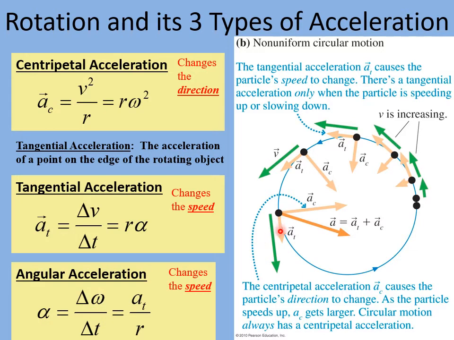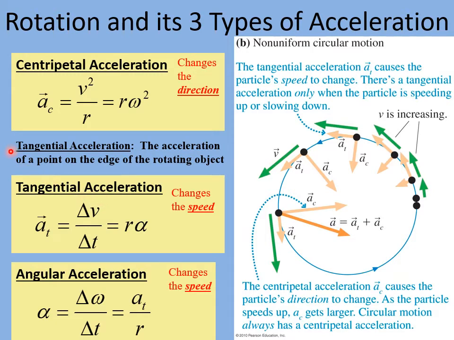Now, if we think about an object on the outside of this, let's say this is a wheel, and the wheel is accelerating, right? It's going faster and faster. Well, then the speed of this object is also accelerating. It's getting larger and larger. So this is what's called tangential acceleration.